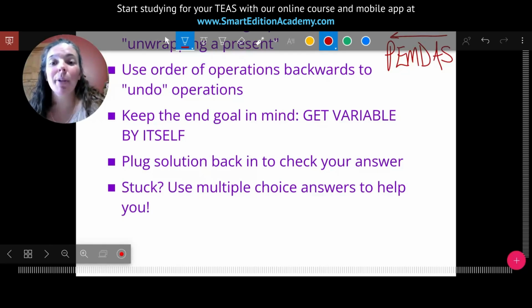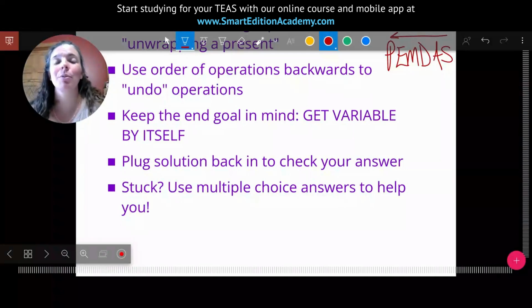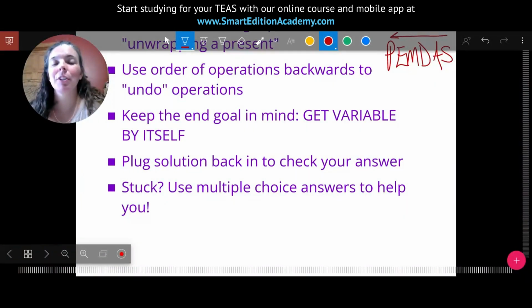A couple more tips. You can plug the solution back in to check your answer. So once you find, okay, I think x is equal to 4, plug it back into your original equation, and then you should find whether that works or not. See if you get a true statement. We'll do a few of those as well.